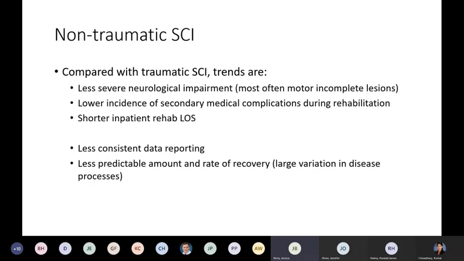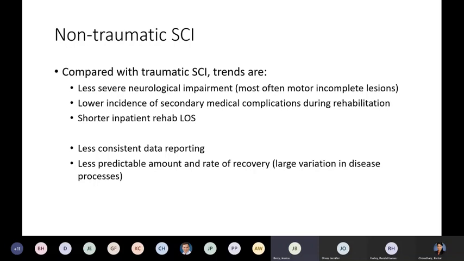However, just overall, compared with traumatic spinal cord injury, it's more common to have incomplete lesions, and so less severe neurologic impairment in general. Also a lower incidence of secondary medical complications during rehab. Again, just looking at this as a global category, that may be different for some of the more specific subcategories.